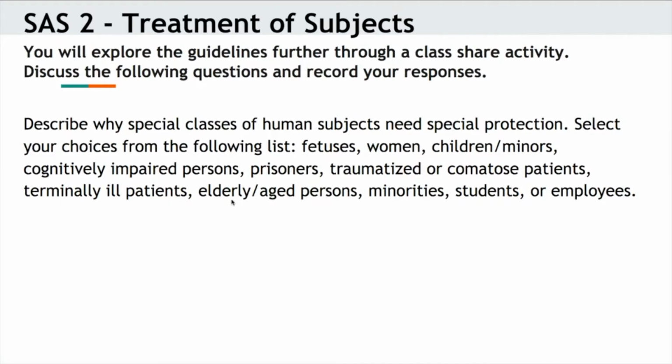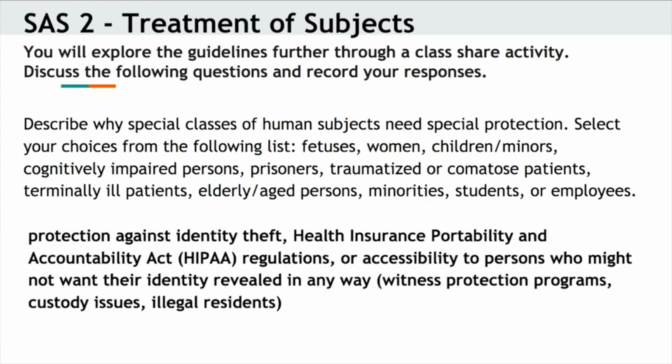Now, think about this for a second. Why would any of these need special protection? So, think about these: protection against identity theft, HIPAA, accessibility to persons who might not want their identity revealed in any way, witness protection programs, custody issues, illegal residents. I think that's an answer for something else, but let's look at why they need special protection.